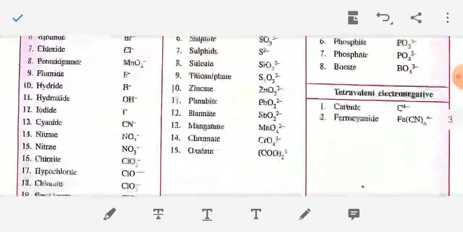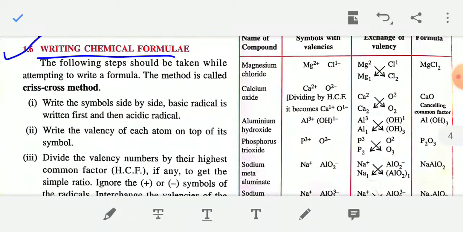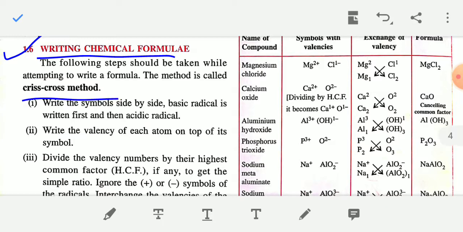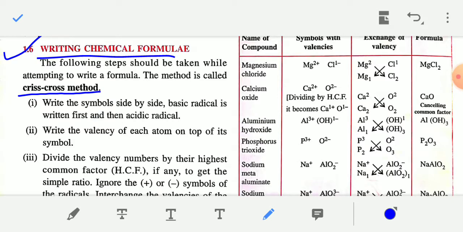Okay, all radicals you have to remember. So then, how to write the chemical formula of a compound or molecular formula of a compound. This is Kirchhoff's method, and this topic was given in the class 8 syllabus to some extent. Okay, so while writing the chemical formula of a compound, you have to follow some rules.